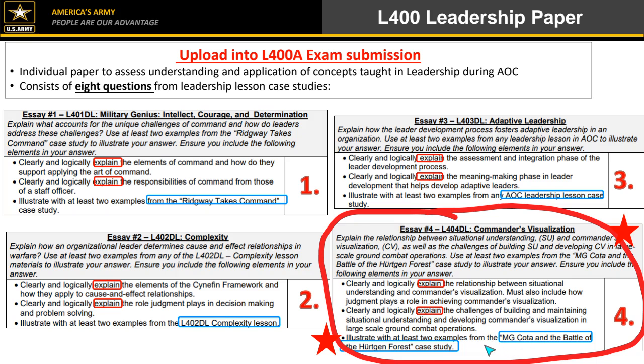And I'm going to talk about it in the next couple of slides of how you provide these examples. I think you should provide an example after SU and CV, the relationship, and then you should provide an example after you talk about developing and maintaining CV and SU. But we'll talk more about that in a couple slides.